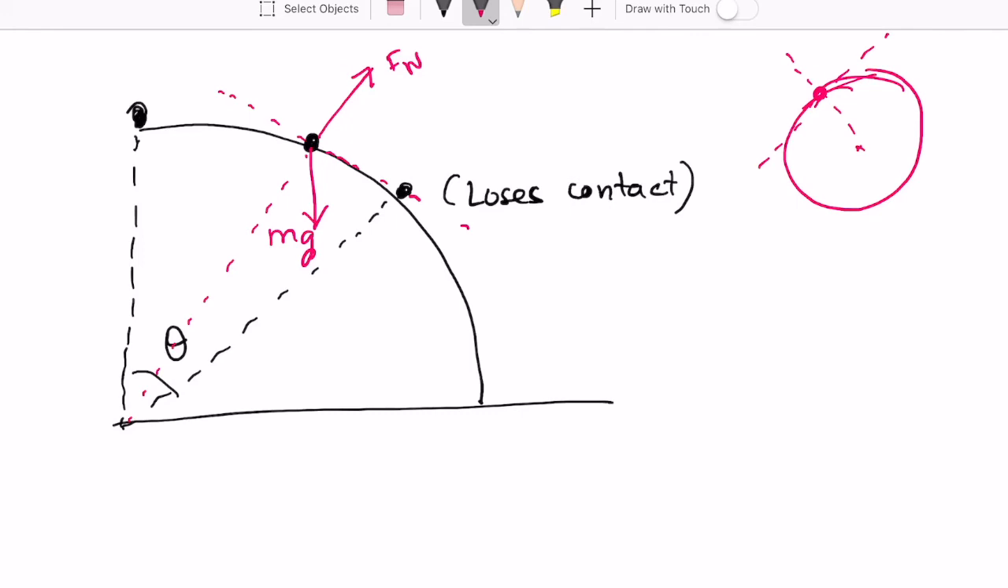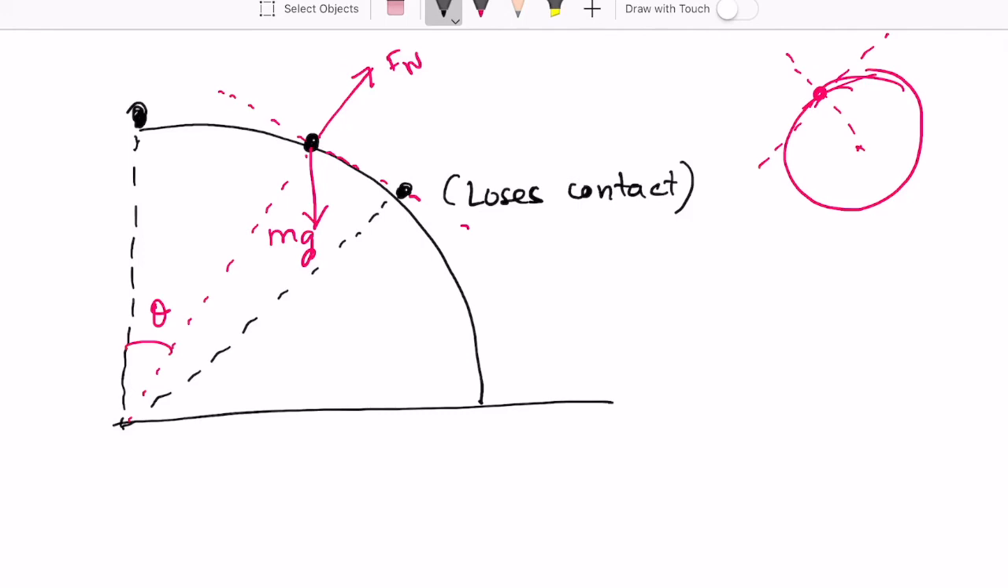Fn is already in the radial direction, so there is no need to break that one up. Mg could be broken into two components, and I'm going to call this angle theta. So I'll get rid of this theta here. I'm going to call this angle theta. Okay, so theta kind of tells us where the person is, right?